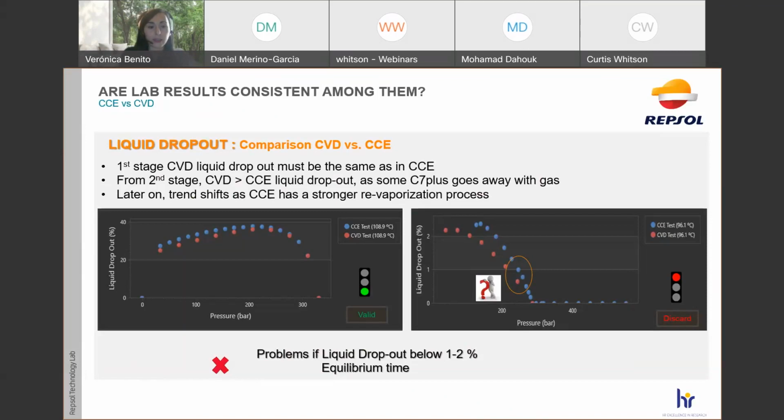Most of the time the inconsistencies are caused by the uncertainty, again in the volumes measured, when the liquid dropout values are especially below 1–2% more or less. Additionally, the equilibrium time here is key. No? As I mentioned before, for some kinds of fluids, it's necessary to increase significantly the stabilization time per pressure stage in order to obtain consistent volume measurements.